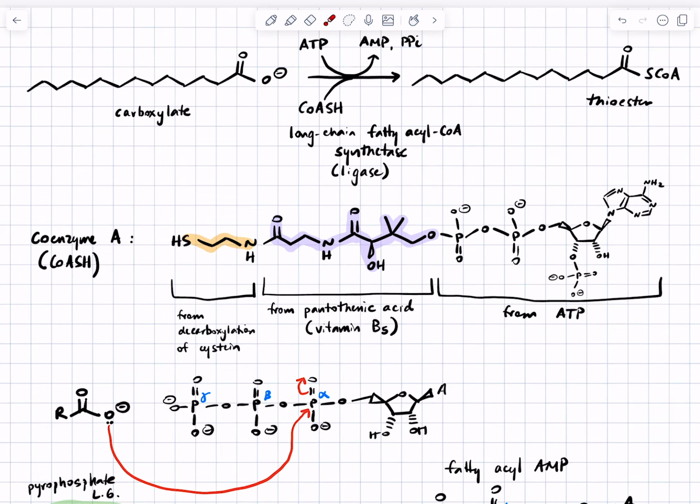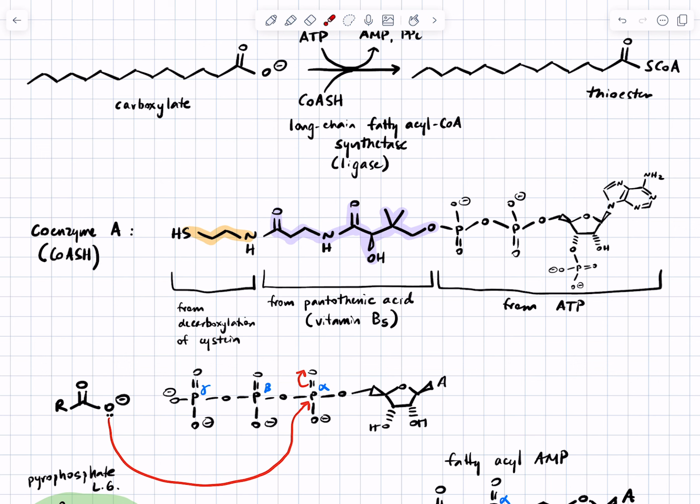Coenzyme A, I think you've seen before. I'm drawing it again here for your viewing enjoyment. It's actually a long, complicated molecule. The business end is the thiol, and that's the portion that's linked to the carboxylate in the thioester. You can break apart coenzyme A into 3 different parts. This end comes from ATP. You've got the ribose ring, the adenine base, a couple of phosphates on the 5' hydroxyl group, and an unusual phosphate on the 3' hydroxyl group.